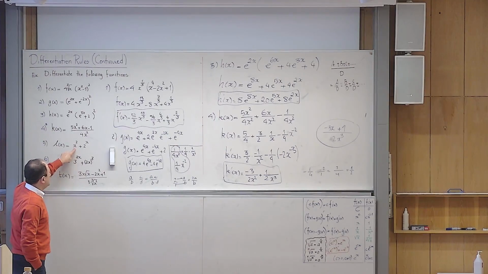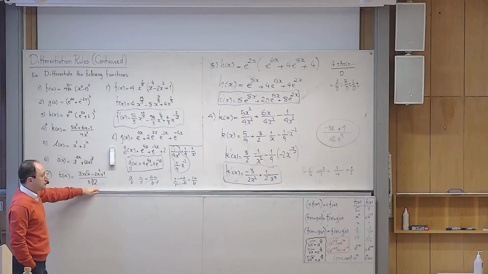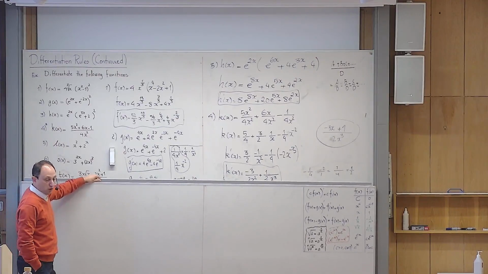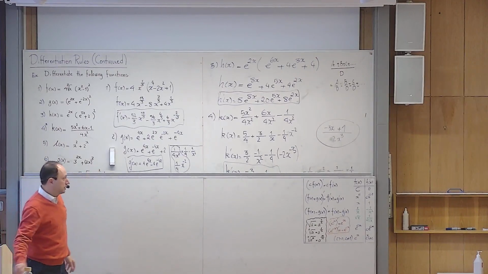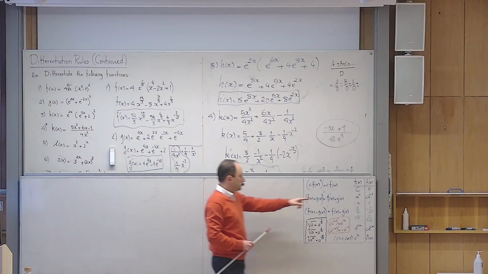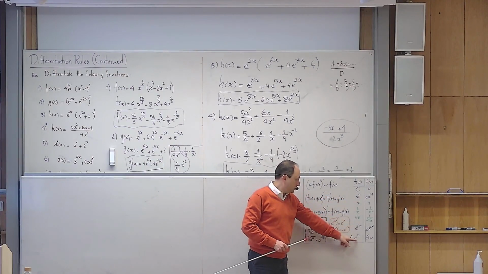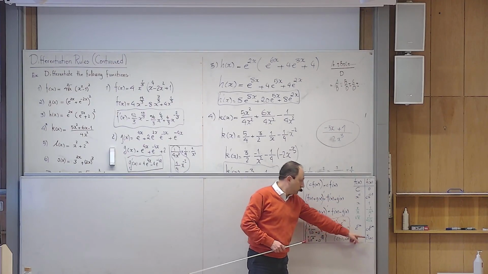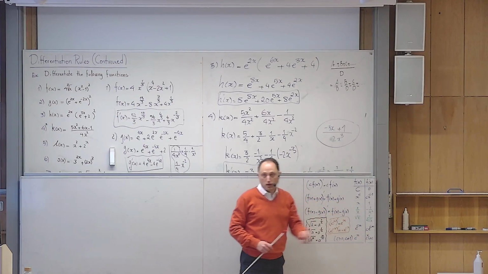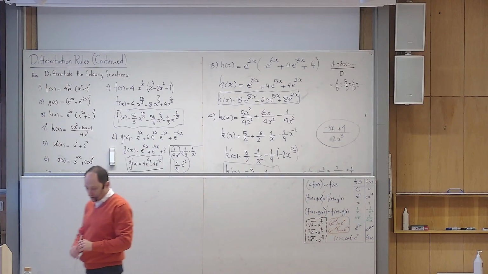This is a polynomial function or a power function. This is an exponential function. We have two different rules for them, quite different rules. For the power functions, I use this rule. For the exponential functions, I use that rule. And they are completely different, you see. So you have to realize that this is the case.